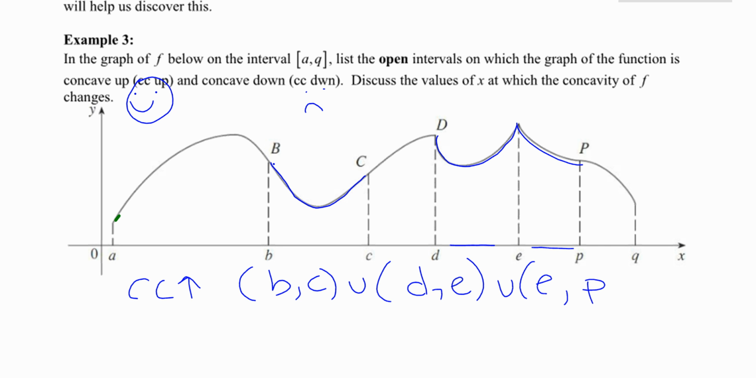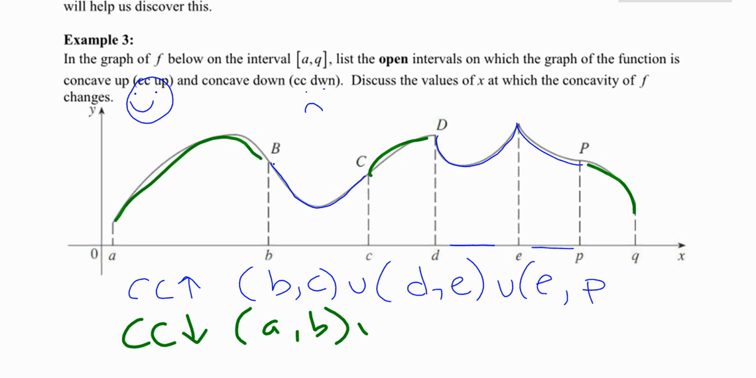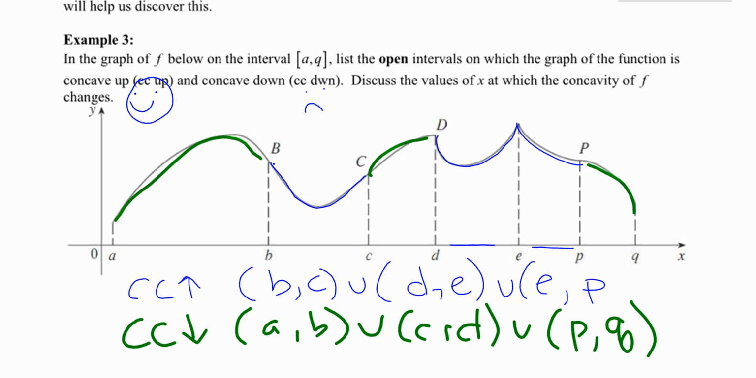On the other hand, we have these ones. So it's concave down from A to B, from C to D, and also from P to Q. So the concavity changes at each of these values. And those will be important very soon.